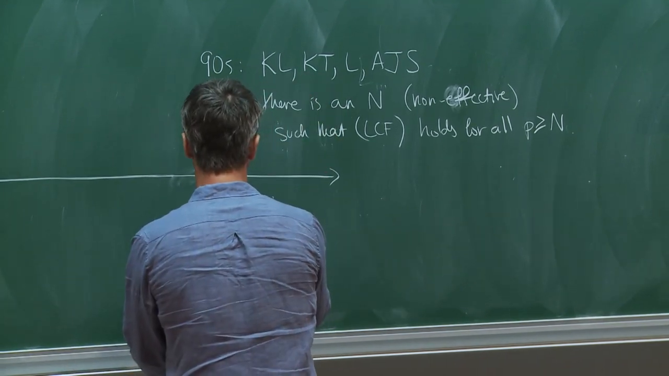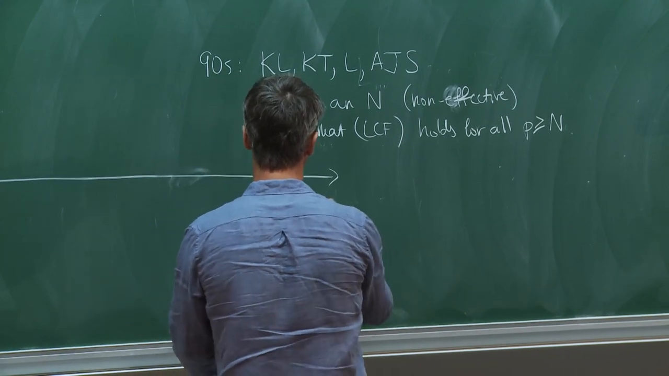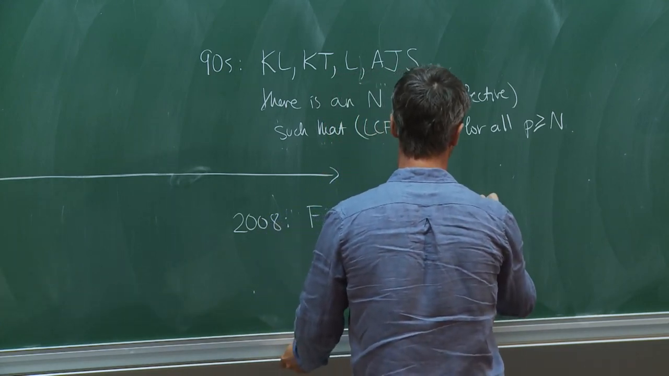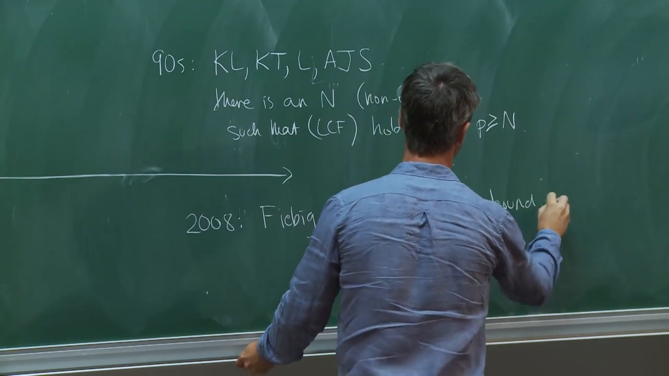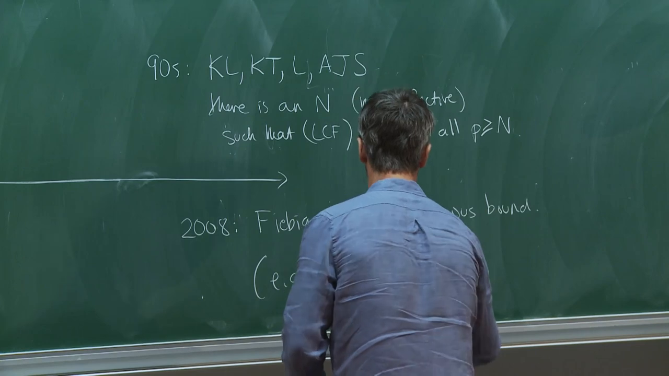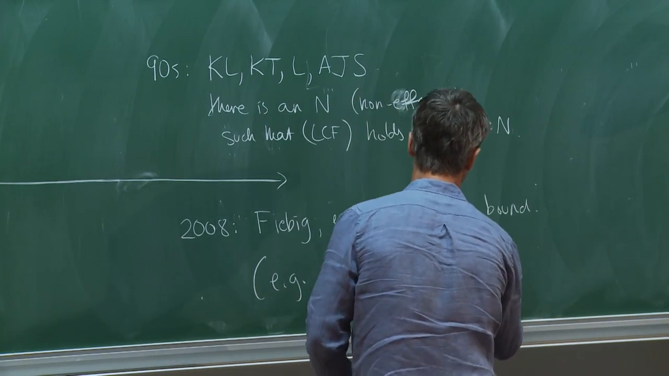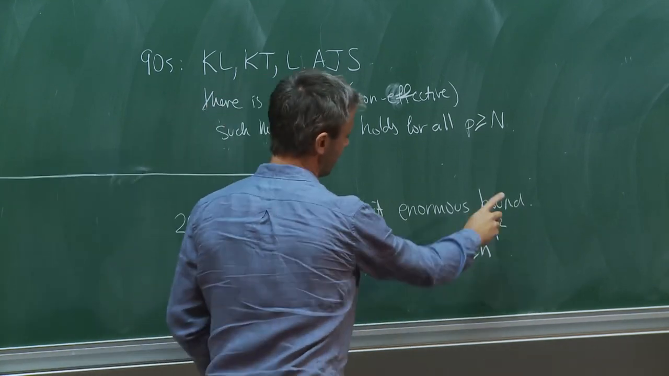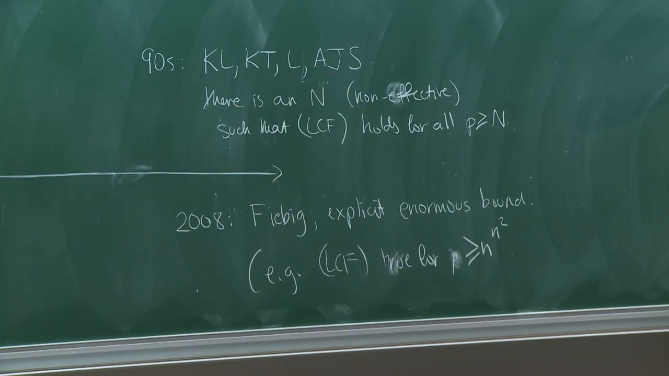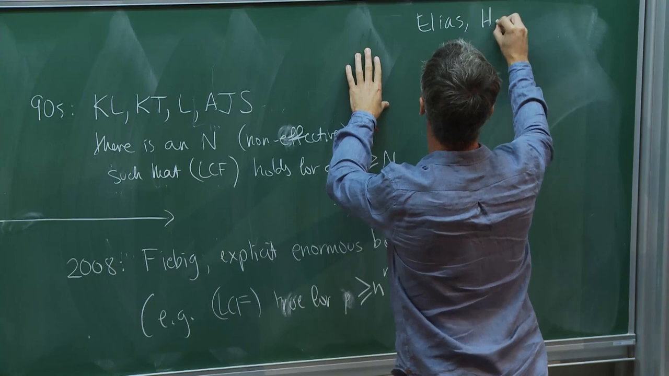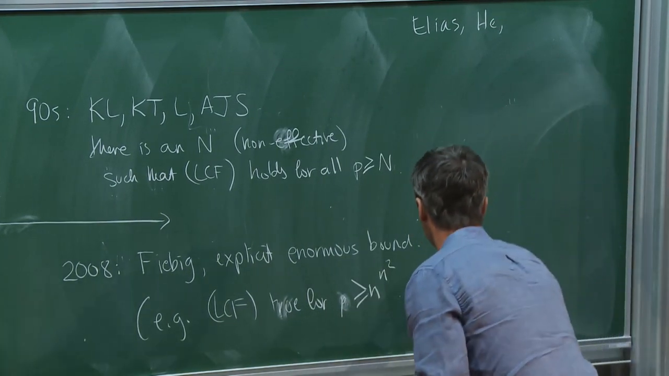And then in 2008, Fiebig gave an explicit, enormous bound. So e.g., LCF is true for p bigger than n to the n squared. Okay. So for example, 10 to the 100 for SL10. Okay. So a very large number. What is n in this case? Sorry. For SLN, sorry.